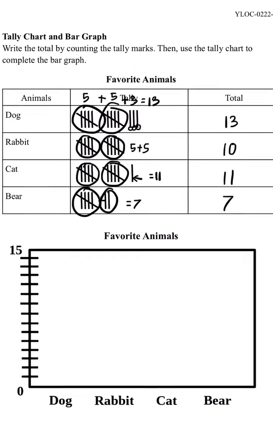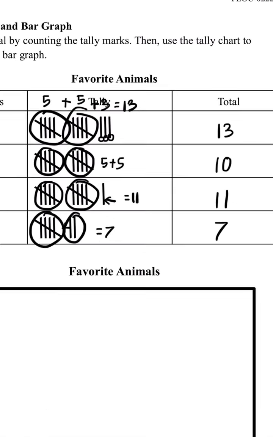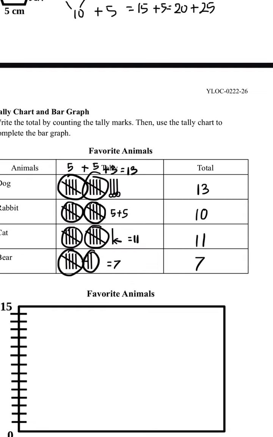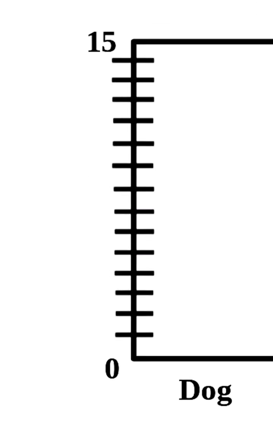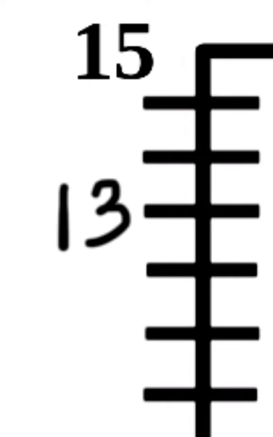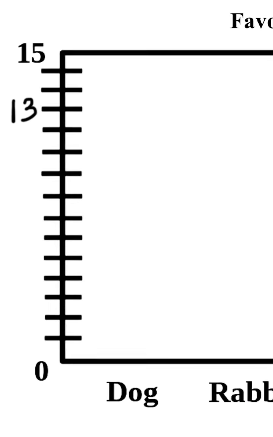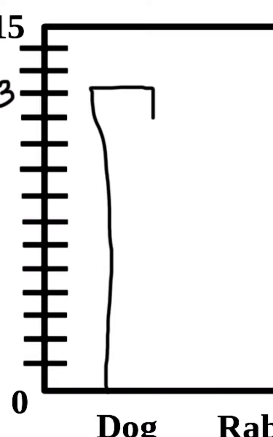Now we need to graph these numbers. First, we need to graph the total amount of dogs. So it is 13. And if we count this, 13 is over here. So this graph needs to be until here.